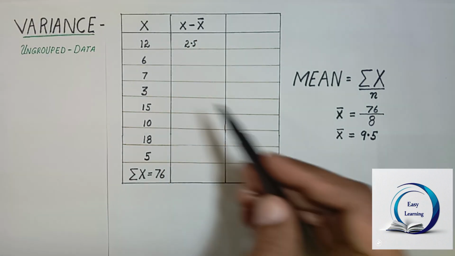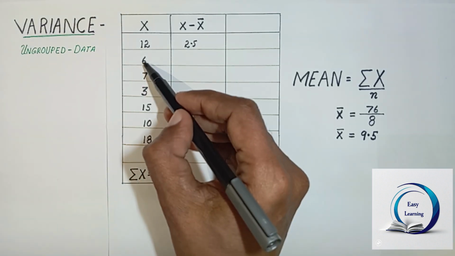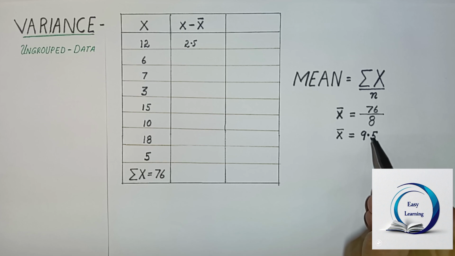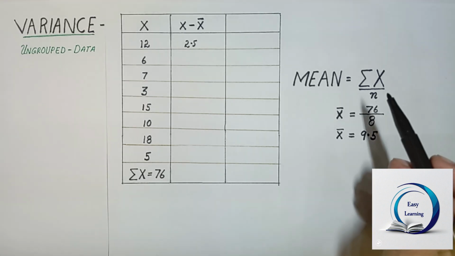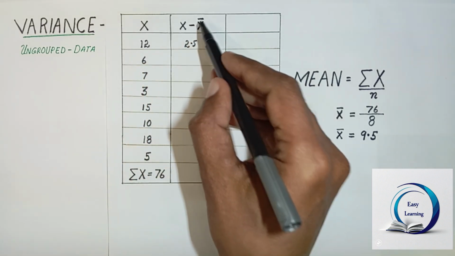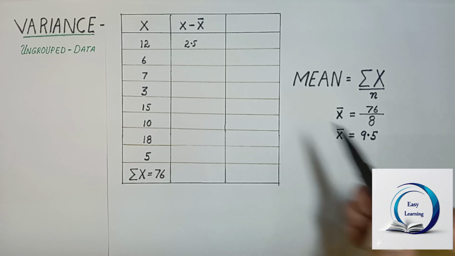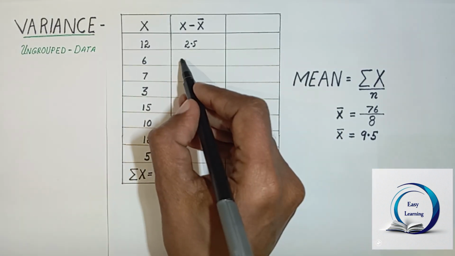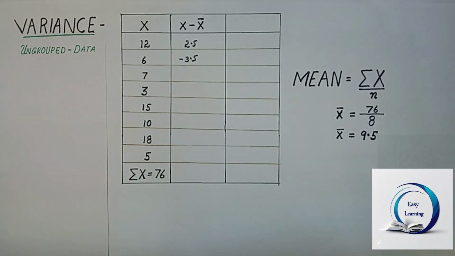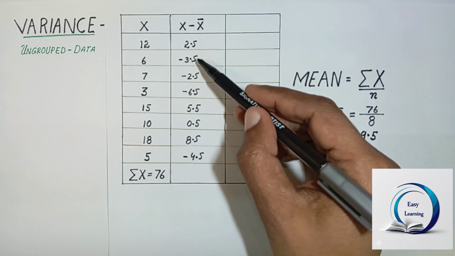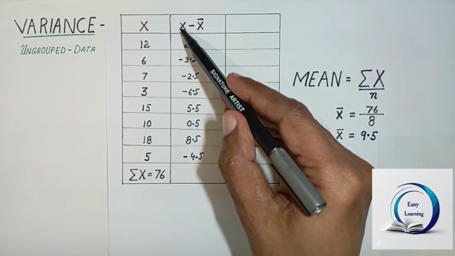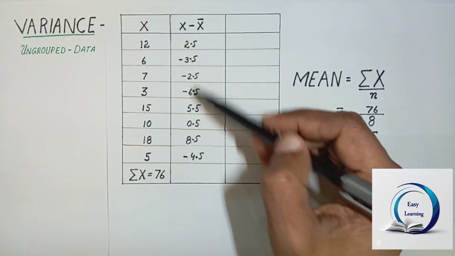Next, again, x6 is the observation and 9.5 is the mean. So the difference between the observation x6 and the mean 9.5 is minus 3.5. So here we find all the values of x minus x bar, the difference between the observation and the mean, and write them in this column.